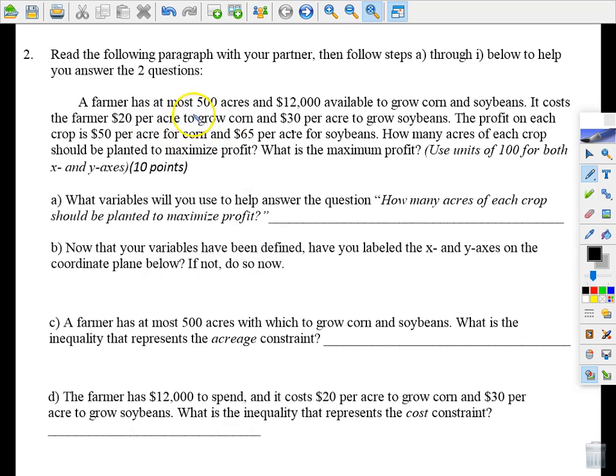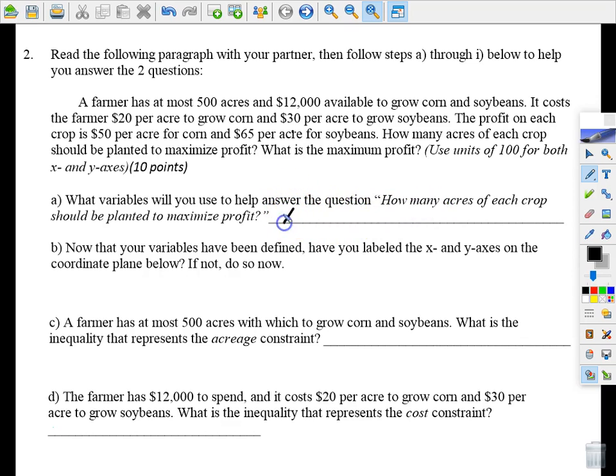We have this farmer, and the problem is giving us information about what he is growing and what he has to work with, both in terms of acreage and in terms of money. So let's jump over to what the ultimate questions are. He's trying to grow corn and soybeans. The first question is how many acres of each crop should be planted to maximize profit? So there are two different crops, and we need a variable to represent each crop.